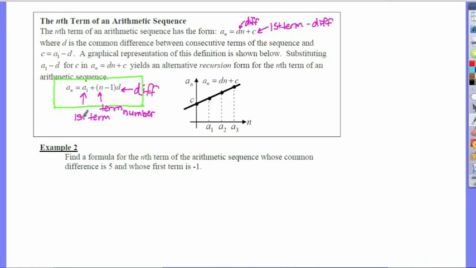So A1 is the first term, N is the term number, and D is the difference. So from here on out, for all these problems that I'm going to work out, I'm going to refer back to this equation right here.